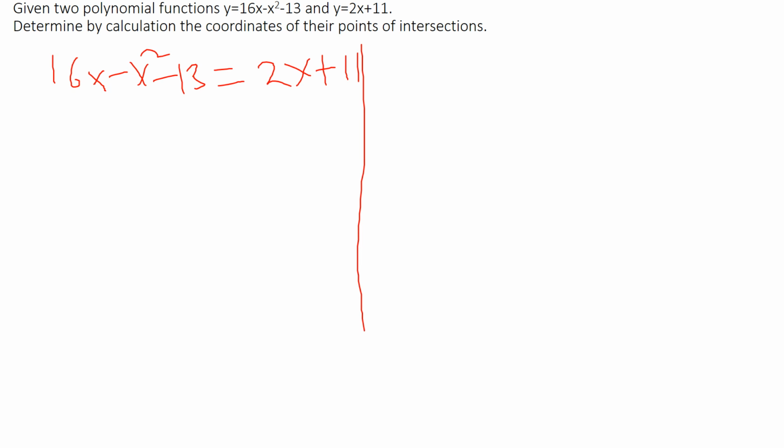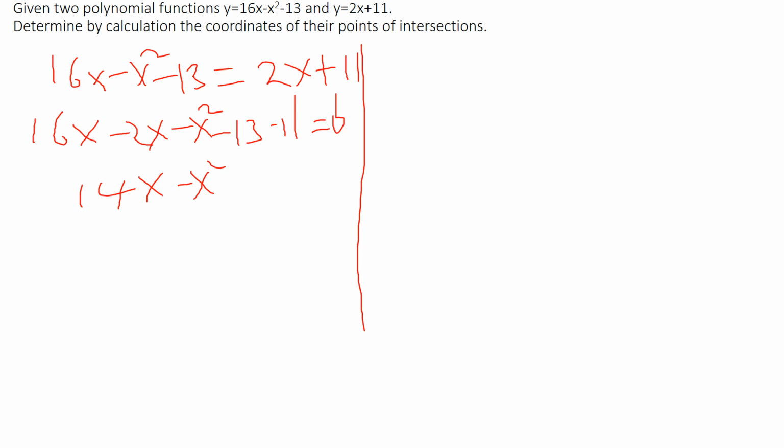And then from here now we can be able to collect the like terms. We can have this one, we have 16x minus 16x, then minus 2x, then minus x squared, then minus 13 minus 11 is equals to 0. So in this case we can have this one being 14x, then minus x squared, and then minus 24, because negative 13 minus 11 is equals to 0.